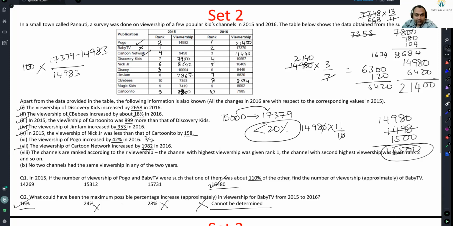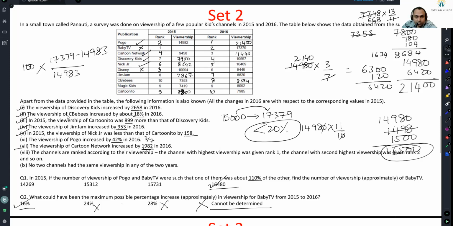If Cartoon Network is getting counted, Discovery Kids should also be counted. 7900 to 10557 is more than a 25% increase, so definitely it should get counted. Nick Jr., roughly a change of 1800. 1800 into 5 is 9000. So this is also more than 20%. This should be counted. Disney, there is a decrease, so it should not be counted.